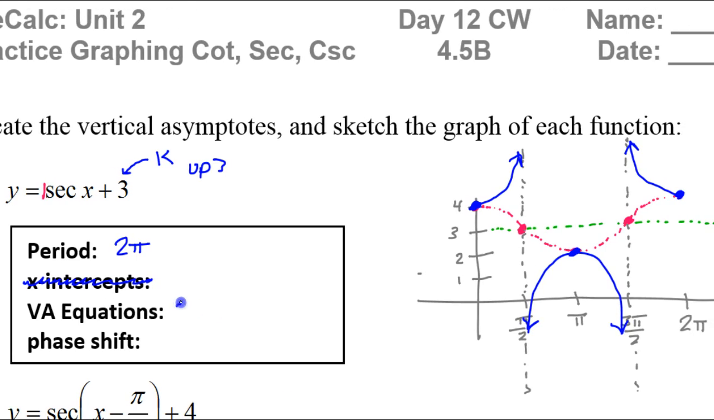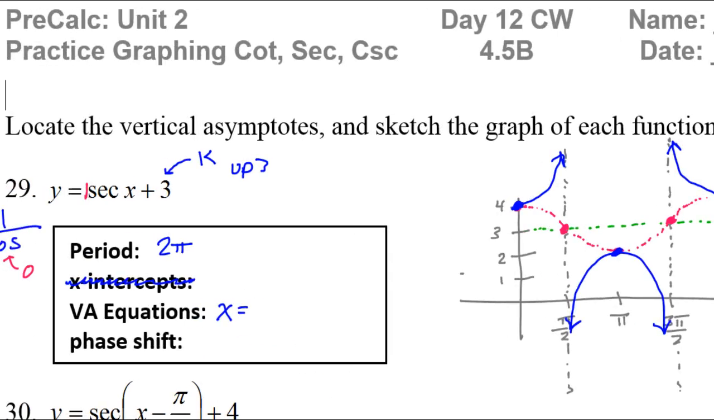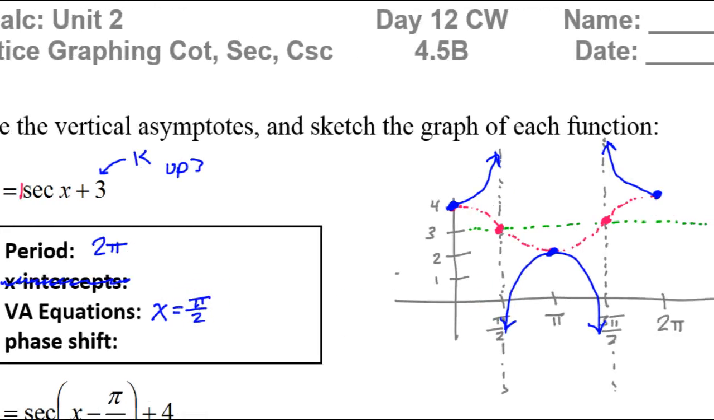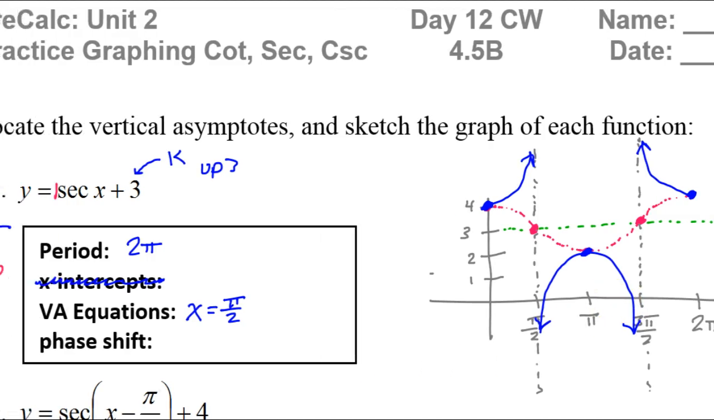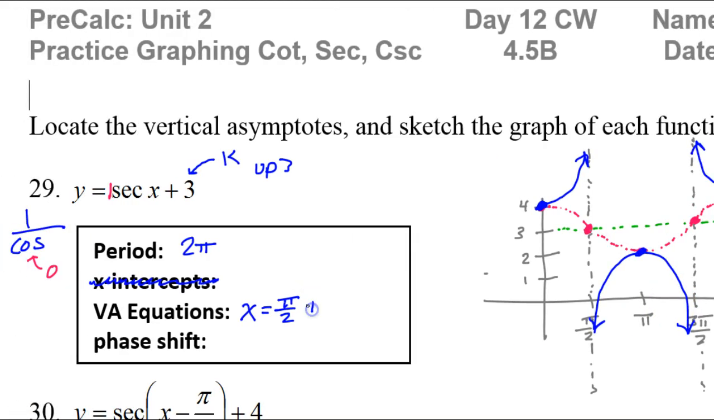Vertical asymptotes are always going to be x equals something. Looking at the first positive vertical asymptote, I see pi over 2. So I'm going to say x equals pi over 2. All right, that's one vertical asymptote. And then if I go half of a period, I get to another vertical asymptote. Not a full period, half of a period. So I'm going to add half of a period.